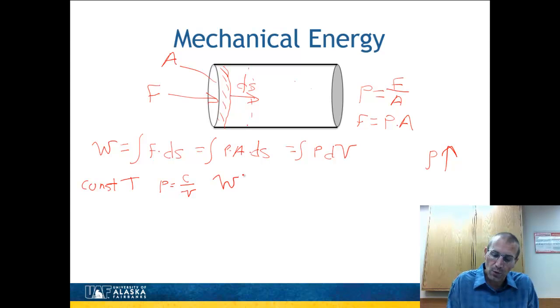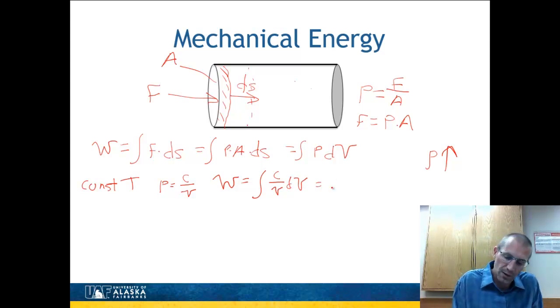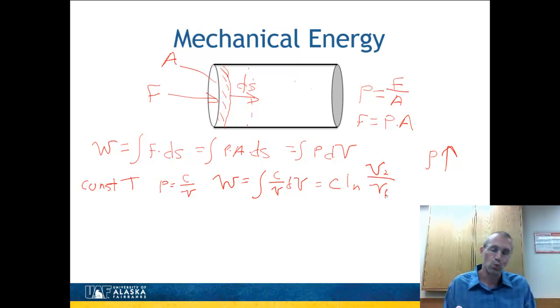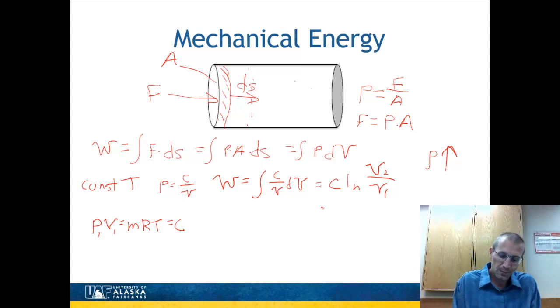So now I'm going to quantify what the work is. It's the integral of a constant over V dV. I can take the constant out of the integral. This becomes C times the natural log of V2 over V1. And that constant, at a constant temperature, from the ideal gas law, I know that PV is equal to mRT, which is equal to that constant. So that constant is, for example, P1 V1. So the amount of work done is my initial conditions, P1 V1, multiplied by the natural log of V2 over V1.